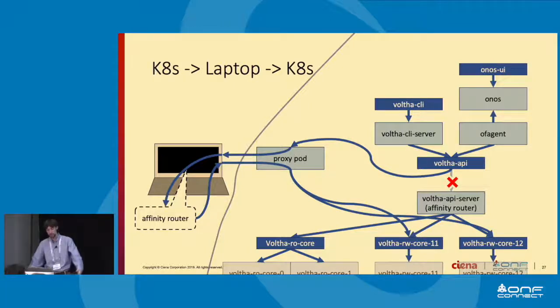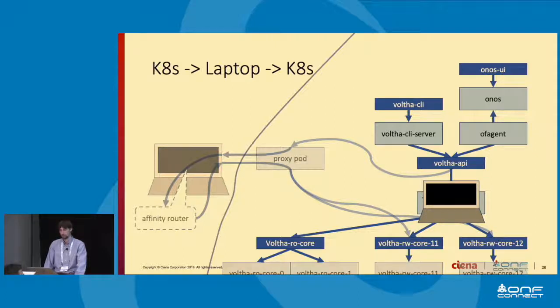So if we look at this overall, we've gone around the affinity router that was running in Kubernetes. We've redirected the traffic to the proxy pod to my laptop, and then from my laptop back in. So if we step back and look at it overall, this is functionally equivalent to if I'd stuck my laptop right here. So this is how I managed to stuff my laptop inside a Kubernetes pod.